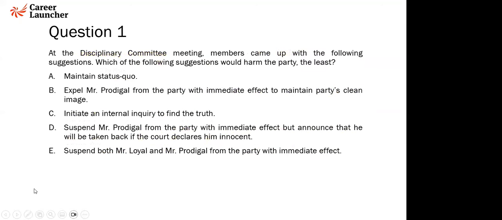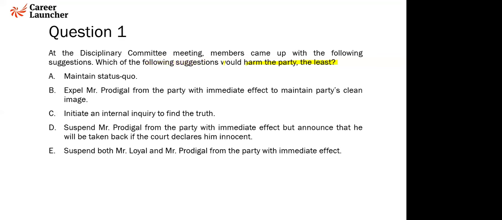Now let's look at the questions. I would want you to write your answer. Don't share it right now on the chat box. Just write your answer for each of these three. Question one: at the disciplinary committee meeting, members came up with the following suggestions. Which of the following suggestions would harm the party least?